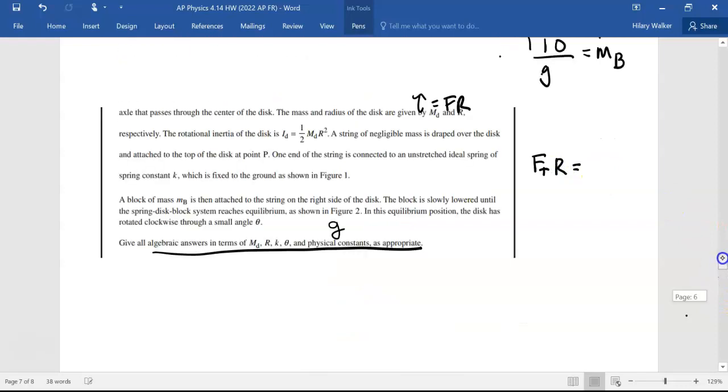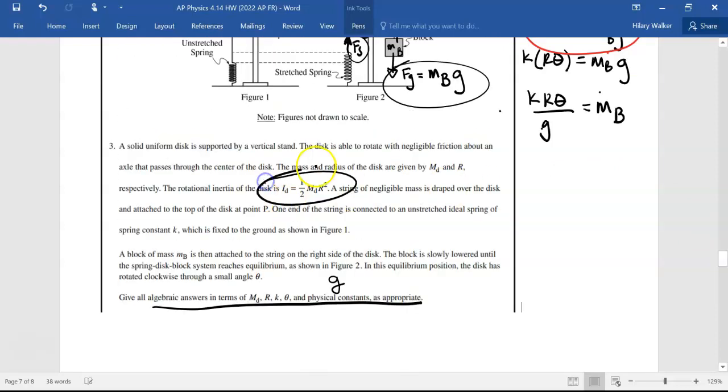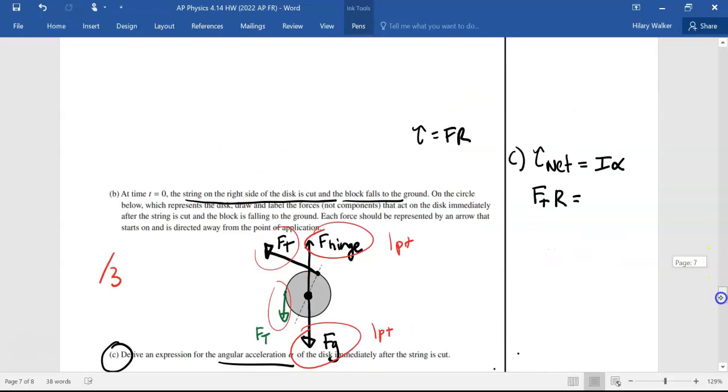I think they give us I already in this problem. Yep, it's going to be this thing right here. So 1/2 Md times R squared. That's the formula for a solid disk: Md times R squared. And alpha is just alpha. That's what we want to solve for.